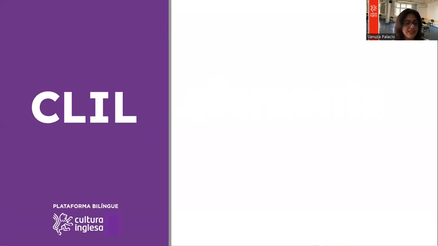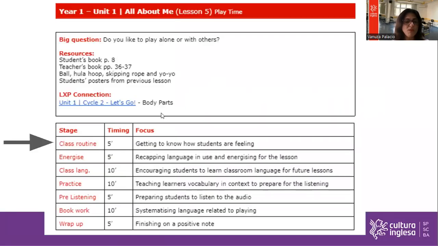The first stage of the lesson will always be focused on helping students settle in and get ready for class. This involves helping them adjust to the class routine and taking the time for students to share how they are feeling. The next stage is called the energized stage, and it's the moment for students to engage with the subject matter in a playful way in the beginning of the lesson. This may be a moment to consolidate content and language from the previous lesson or to introduce a new topic and generate interest in learners.